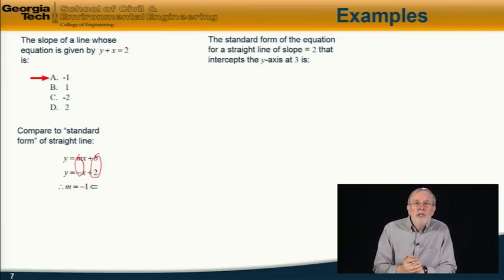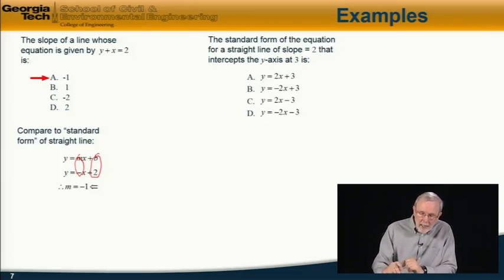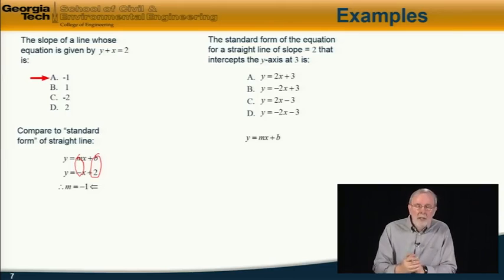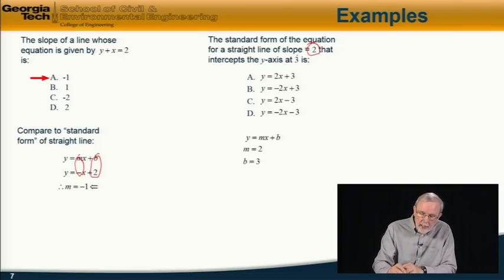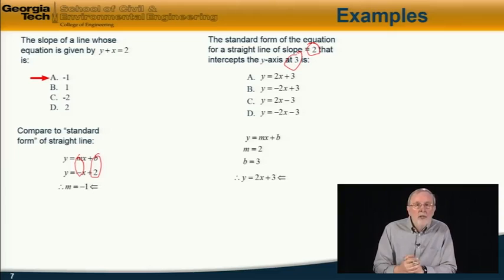Next question, the standard form of the equation of a straight line which has a slope of 2 that intersects the y-axis at 3 is which of these alternatives? So in this case, we start from the standard form here, y is equal to mx plus b, because we're given the slope and the intercept. So we see that the slope is 2, in other words, m is equal to 2, and the intercept is 3, so b is equal to 3. So therefore, the standard form is y is equal to 2x plus 3, and the answer is A.